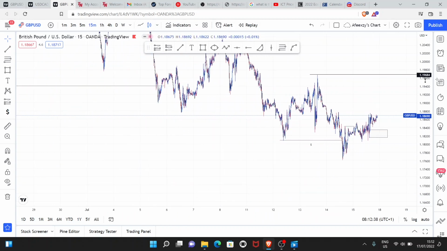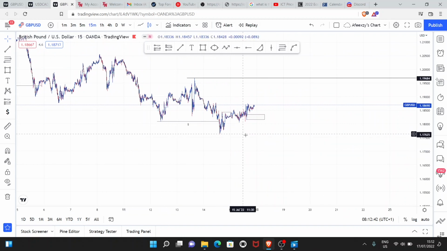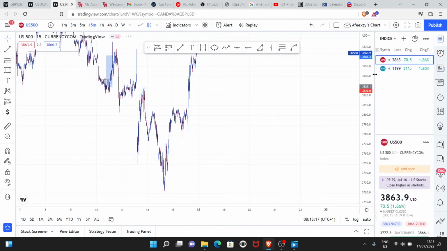So let's see how it plays out. I'm pretty bullish from here to this zone. Then from here, I'll be watching how it reacts to this point. Either maybe a grab of liquidity or continuation to the upside. Anything can happen, but I'm watching this zone very well. So let's go to the other pair. Let's start with S&P.